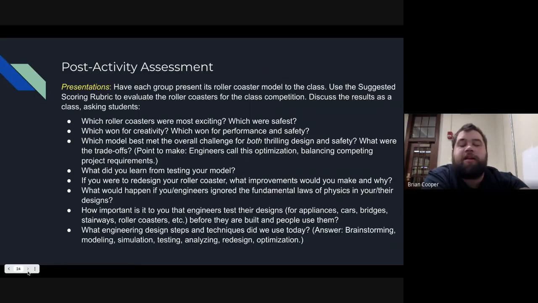And what engineering design steps and techniques do we use today? The answer you're looking for is brainstorming, modeling, simulation, testing, analyzing, redesigning, and optimization. These are all things you want to guide students to.